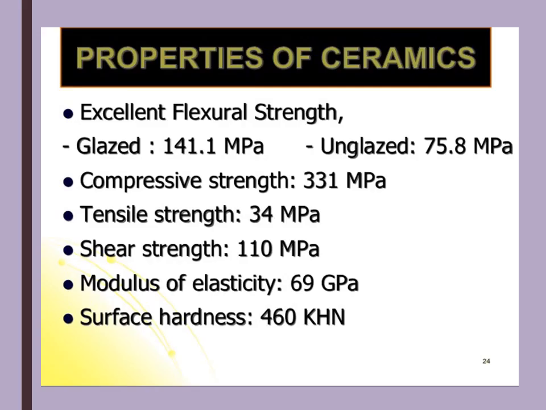Now let's just look at the general properties of ceramics. It has excellent flexural strength. Glazed shows 141 megapascal strength and unglazed 75. So that is why glazing is very important. It ultimately improves the properties of the ceramic. The compressive strength is 331 megapascal. Tensile strength is low. That is why it is known as a brittle material. Shear strength is also satisfactory. Modulus of elasticity is good. It's 69 gigapascals.